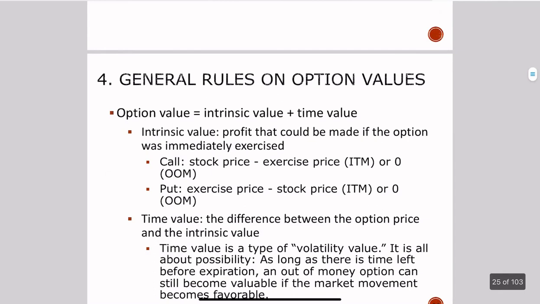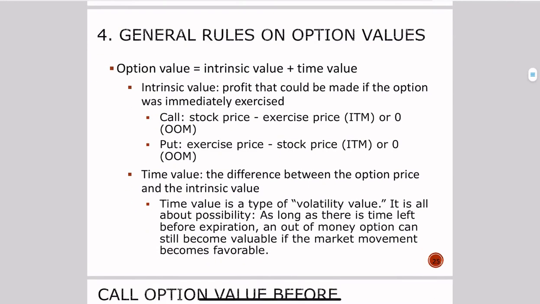And then we started this section on general rules on option values. Essentially we want to discuss some properties of option values. Of course, these are just properties, so we're not precisely trying to pin down option values. However, you can see that you can get some general results here. That is, option values will generally follow these rules, right?